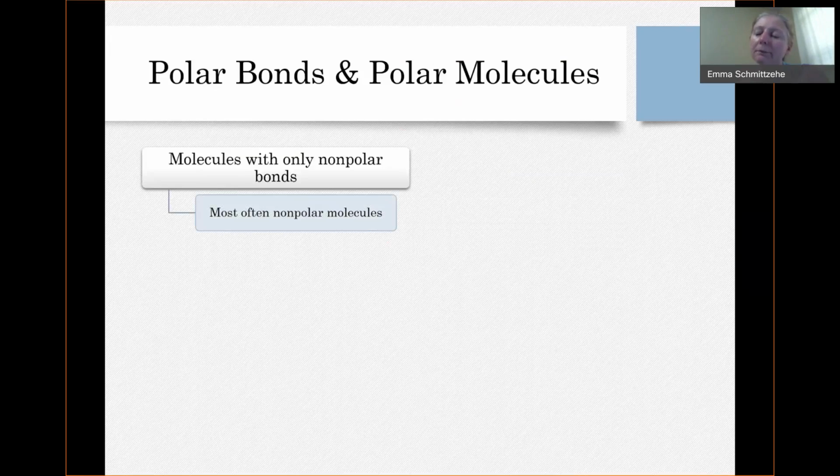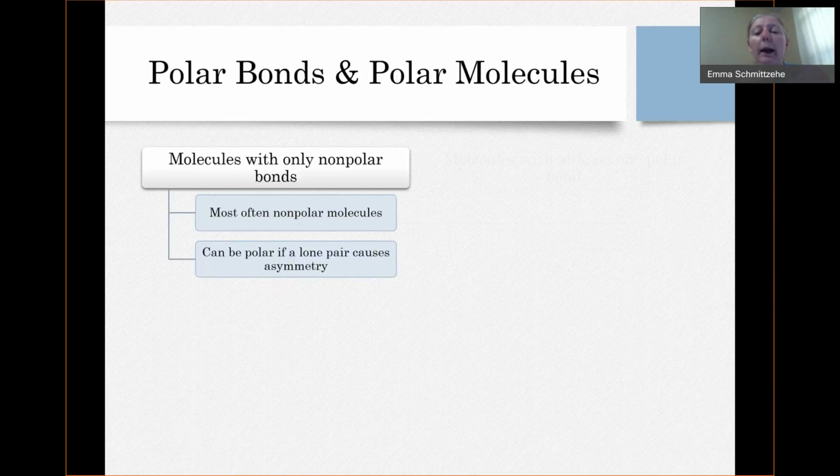Well, it can happen. The only time it happens is if you have some lone pair that's causing asymmetry in the molecule. If you have a lone pair off to one side in the molecule, then you really have this cluster of negative on one side. And so the other side with the atoms is going to, by default, be partially positive. That's the only case where you'd have all nonpolar bonds but a polar molecule.